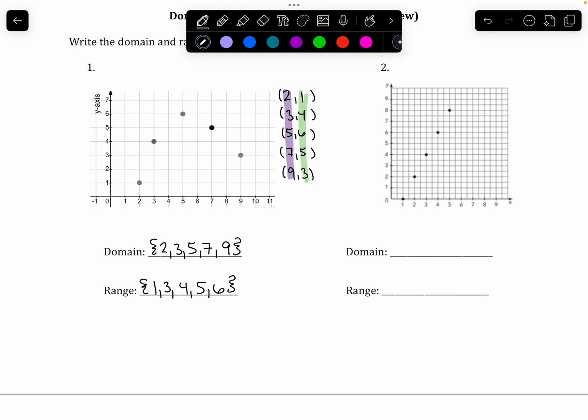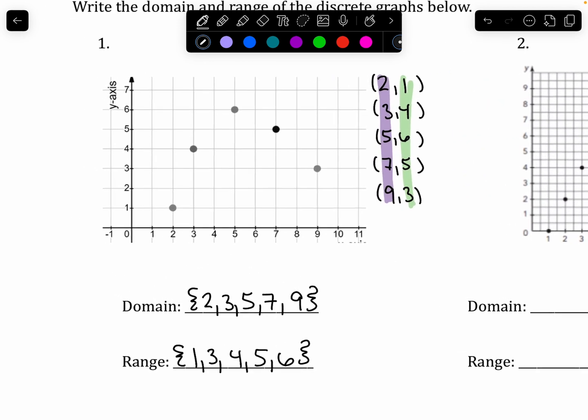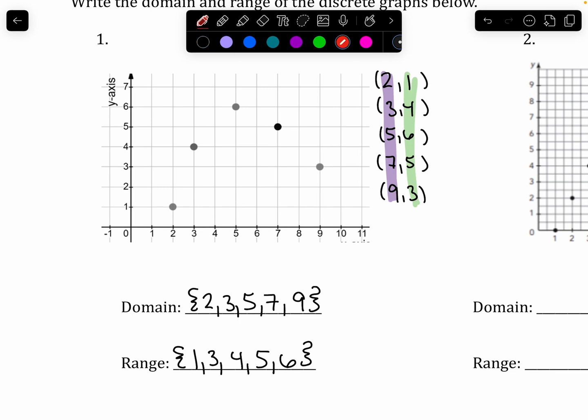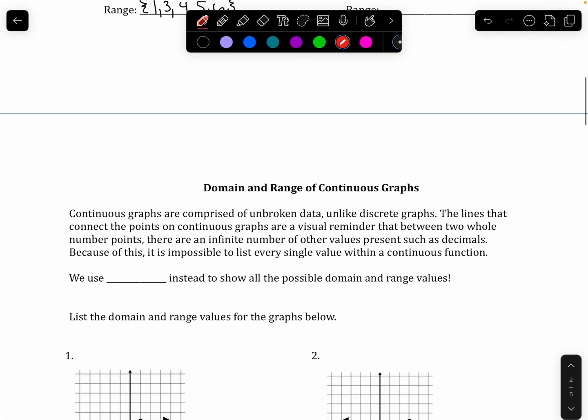Okay, you can do the same thing for the second graph. I'm not going to do that one. It'll be done for the notes key. But when you look at this graph, you know where every single point is located. They're right there. Okay, this is a broken graph. There is nothing connecting those points to each other. They're just dots thrown on a graph. You can see them.